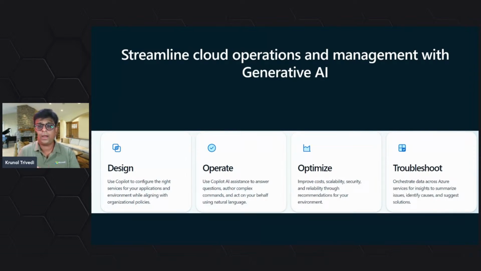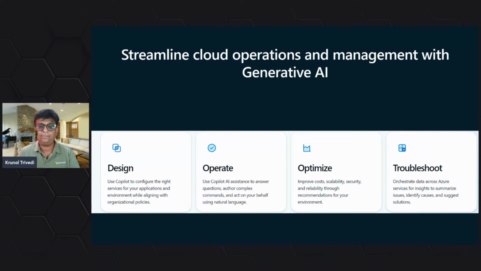You can use Copilot for Azure to configure the right services for your application and environment while aligning with organizational policies. It is extremely helpful to answer questions, author complex commands, and to act on your behalf using natural language. For example, I can ask Copilot, hey, can you change my theme from blue to black, black to blue? And it will do it. You can use Copilot for Microsoft Azure to optimize the workload configurations for the Azure environment.